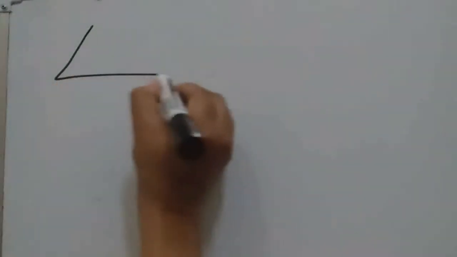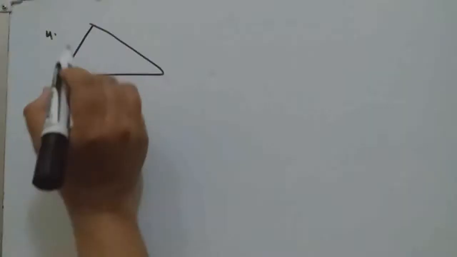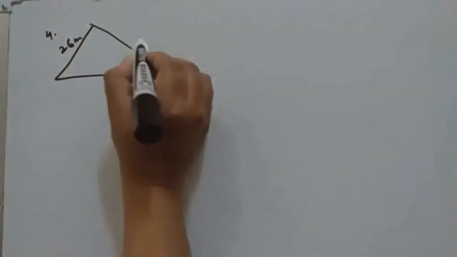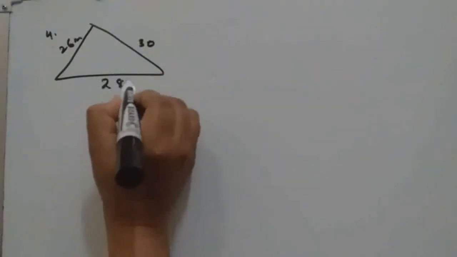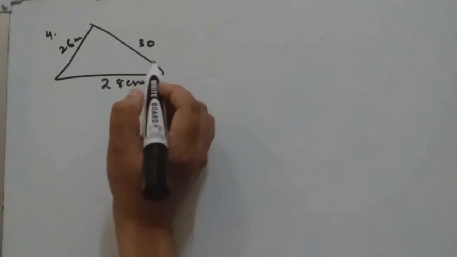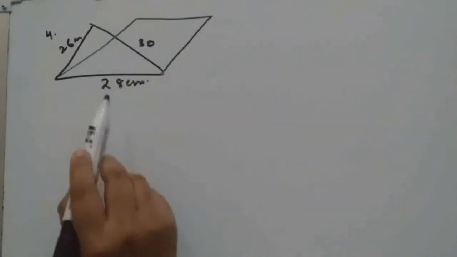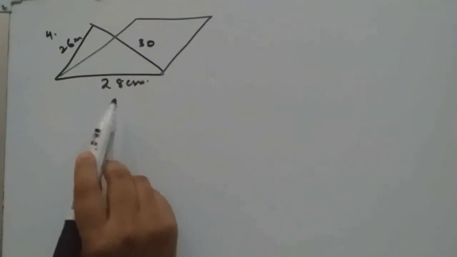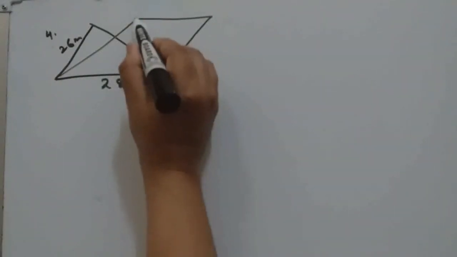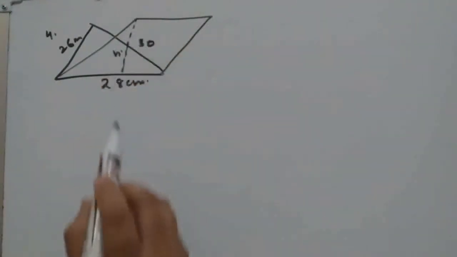In question number 4, a triangle and parallelogram have same base and same area. It is given. Sides of the triangle are given: 26 centimeter, 30 centimeter, and 28 centimeter. Parallelogram stands on the base of 28 centimeter. Means parallelogram is here. This is the figure. Find the height of the parallelogram. So this height of the parallelogram we should find.